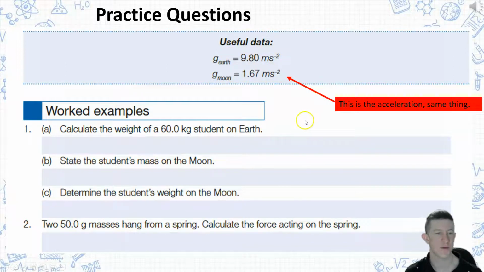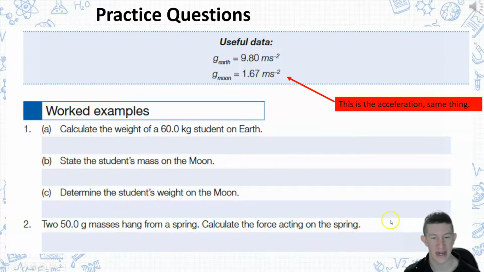So for the first question, I want you to calculate the weight of a 60 kilogram student on Earth. Then tell me what the student's mass would be on the moon. Then determine the student's weight on the moon. And then if I had two 50-gram masses hanging from a spring, calculate the force that acts on them.